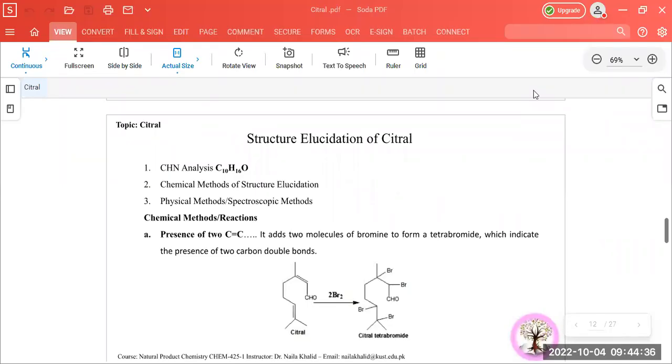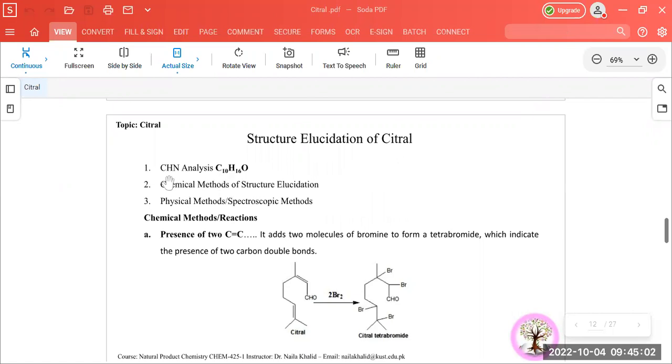Bismillahirrahmanirrahim. Now we will discuss today the second part of Citral. This is natural products. We have discussed its occurrence and isolation in the previous session. In this session, we will discuss how the structure of Citral can be elucidated. There are different methods which can be used to elucidate the structure of Citral.